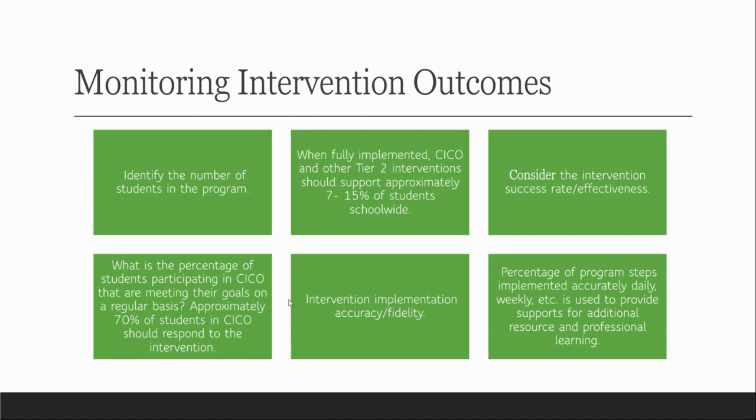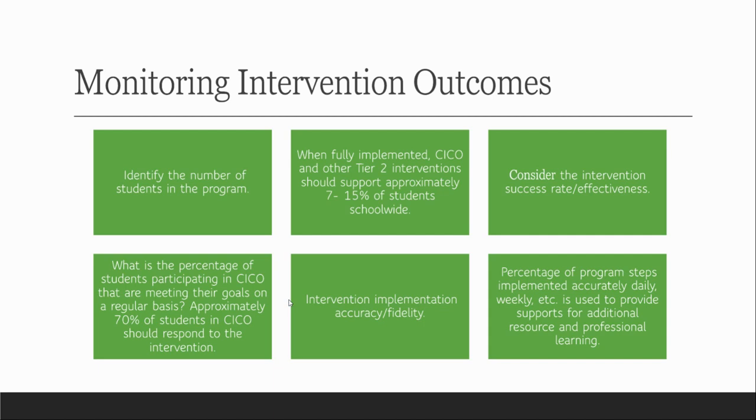Approximately 70% of students in check-in, check-out, which is the most widely used tier 2 intervention, should respond to the intervention. If we have less than that, we need to go back and look at the implementation integrity. Is the intervention being implemented with fidelity? We keep reinforcing that. If it's not being implemented with fidelity, your data is not going to be valid, because you're collecting data and you don't have evidence that the program is being implemented with fidelity.